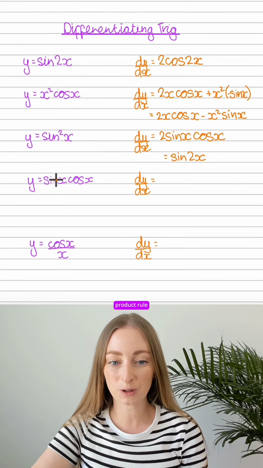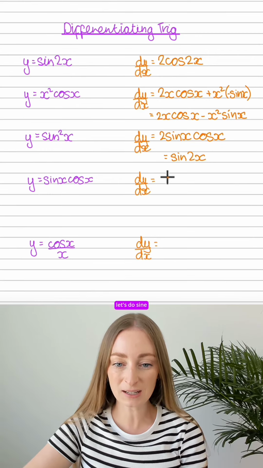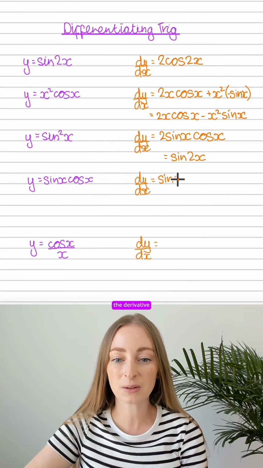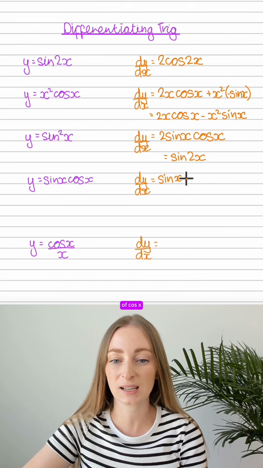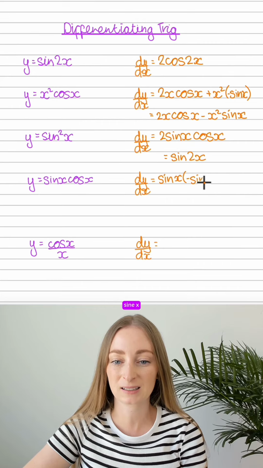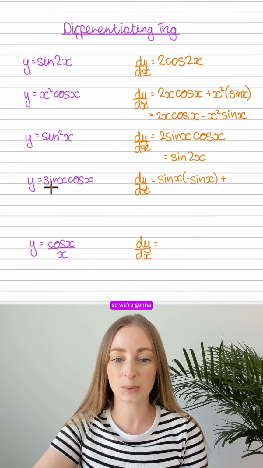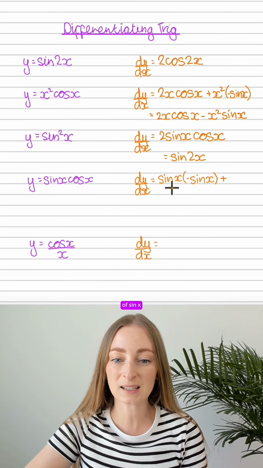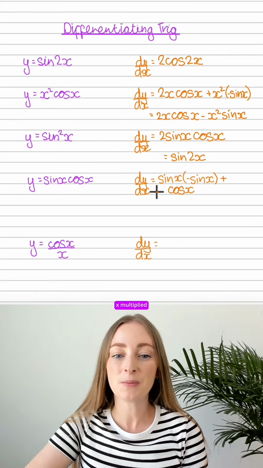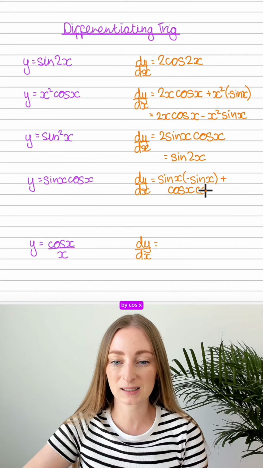Here we're going to use the product rule, so let's do sin x multiplied by the derivative of cos x, which is minus sin x. Then we're going to do the opposite, so we're going to do the derivative of sin x, which is cos x, multiplied by cos x.